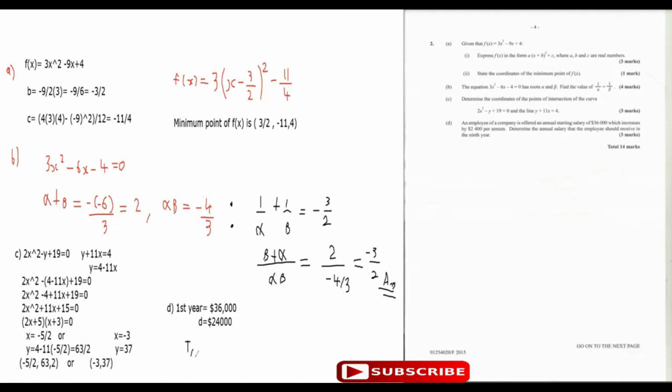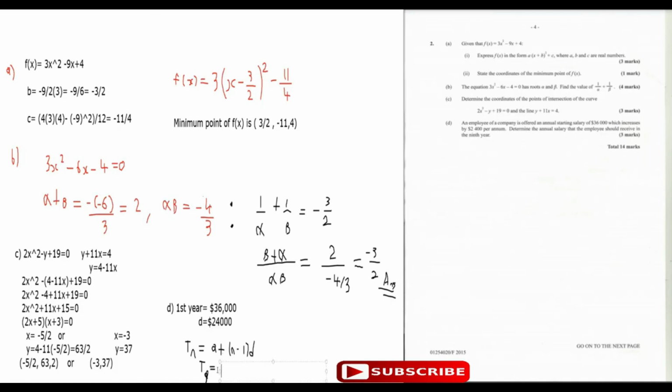We can call it Tn. Tn is equal to A plus n minus 1 times D. All right. That's the formula to find how much you're going to make in the 9th year. A plus n minus 1 times D. And so what this works out to be then is T9, which is the ninth year, is going to be A, which is how much you made in the first year.